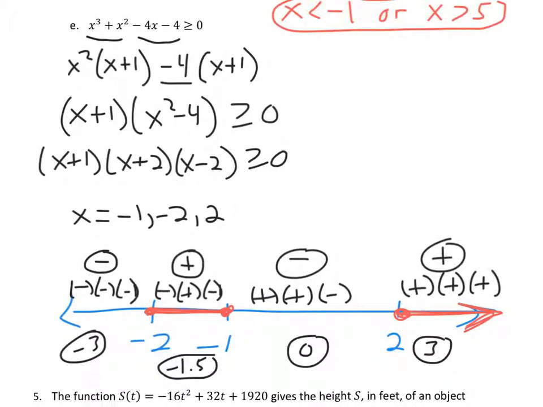So our solution set would include this left one, which you can express with a double inequality. You'd say -2 is less than or equal to x, which is less than or equal to -1. And then you'd use the word or, and then for this one you just say x is greater than or equal to 2.